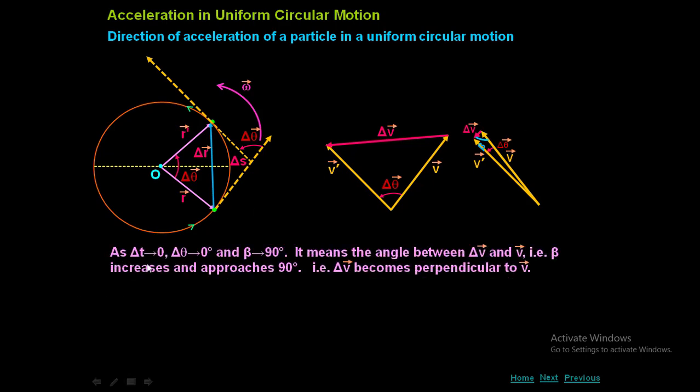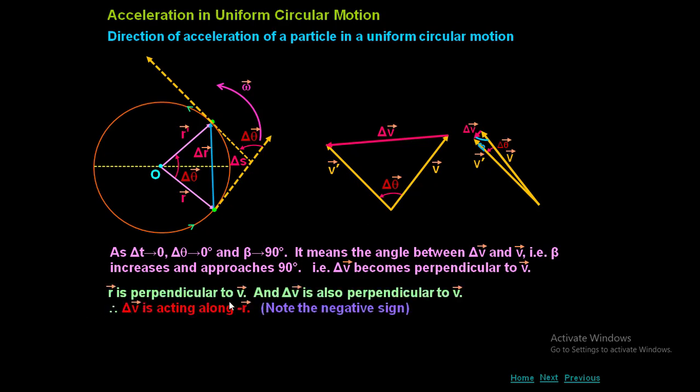Now as delta t tends to 0, that is the limit, delta theta tends to 0, that means this decreases and beta becomes 90 degrees. You can see very clearly here. It means the angle between delta V bar and V bar, that is beta, increases and approaches 90 degrees. That is, delta V bar becomes perpendicular to V bar, because both are going to coincide, it is perpendicular only, right?